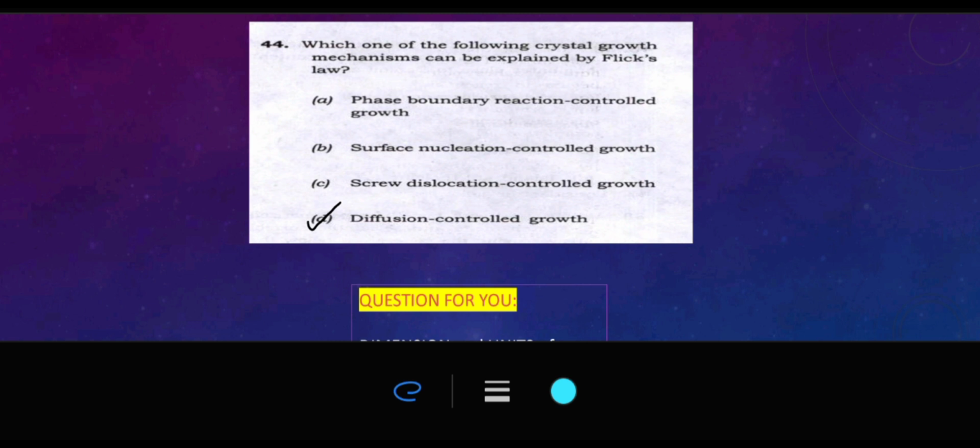Now coming to the question. Which one of the following crystal growth mechanisms can be explained by Fick's law? There are several options, but the last option is diffusion control growth. We have Fick's law in the question, and we know that Fick's law is all about diffusion. So the final answer would be diffusion control growth.